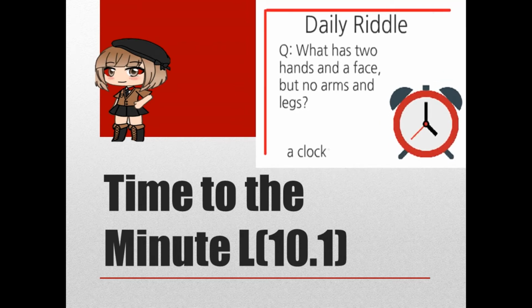What has 2 hands and a face, but no arms and legs? Think with me, rack your mind. What is it? Has 2 hands, face, no arms, no legs. That's a clock. Good job. And let's start our lesson.